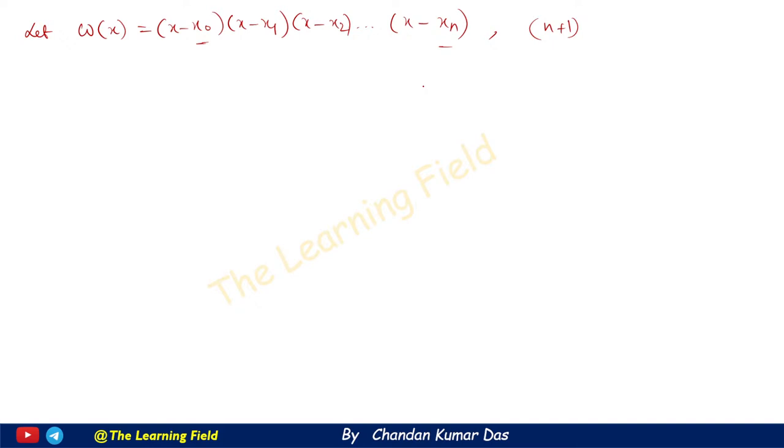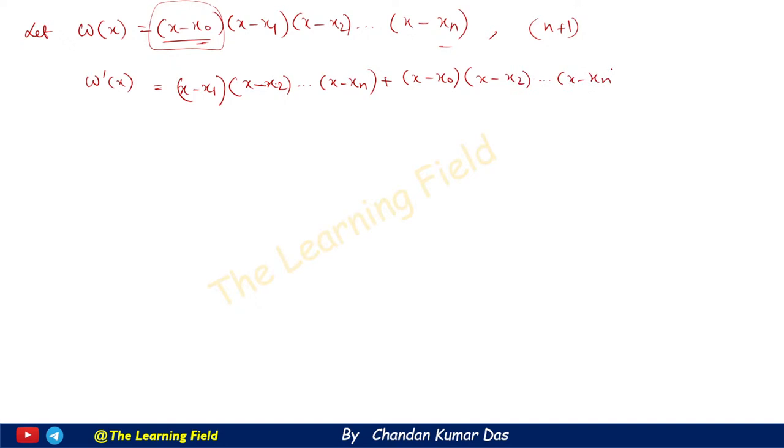The derivative of omega(x), taking the product-wise derivation: the derivative of the term (x minus x0) is 1, and the remaining terms are present, (x minus x1), (x minus x2), up to (x minus xn). This is the first term. Then for the second term, the derivative of (x minus x1) is 1, and we keep (x minus x0), (x minus x2), and so on up to (x minus xn). Plus so on, up to the last term, where the derivative of the last factor is taken, giving (x minus x0), (x minus x1), and so on up to (x minus x(n-1)).